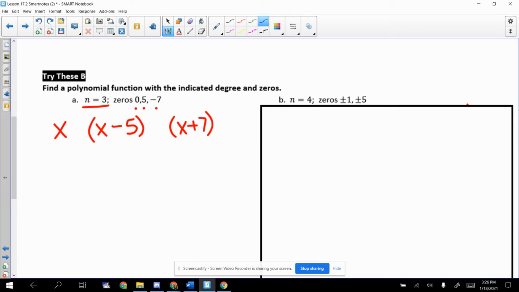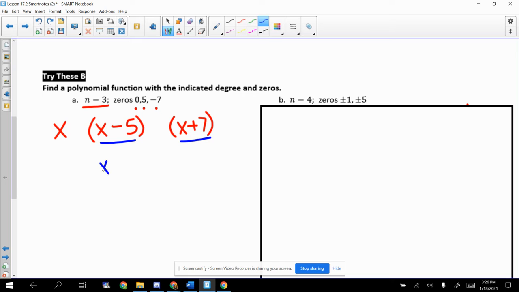You have kind of 2 options here. You could either distribute the x to either the x minus 5 or the x plus 7 first. It really doesn't matter as long as by the end of it you multiply all 3 of these terms together. I personally would probably start out here and multiply these. So I'm going to use FOIL for this first one.